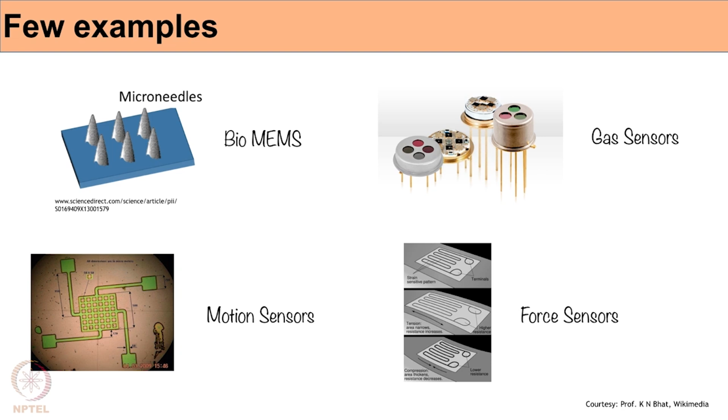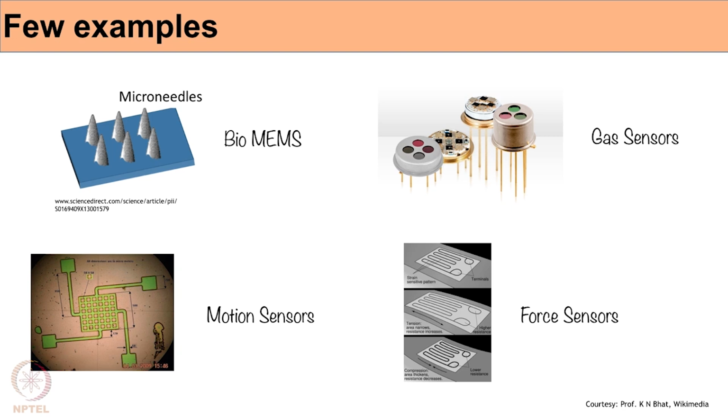Then you have chemistry-based MEMS sensors, like gas sensors, where if some material is exposed to some kind of gases, then its electrical properties like conductivity or resistivity change, and by measuring that electrical voltage output, you can measure the presence of that gas, or the concentration of that particular gas in the ambient. So there also you can use this kind of microelectromechanical systems.